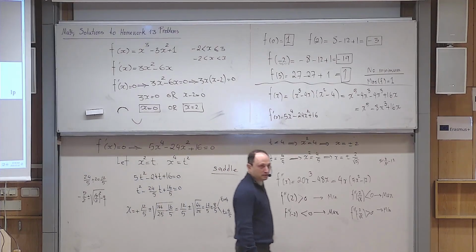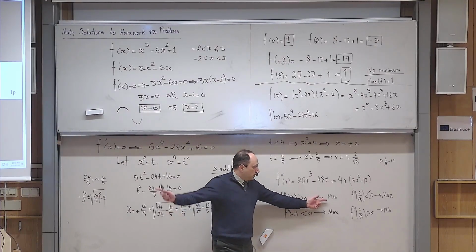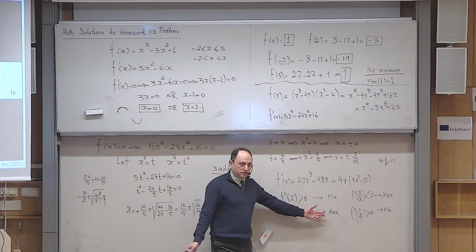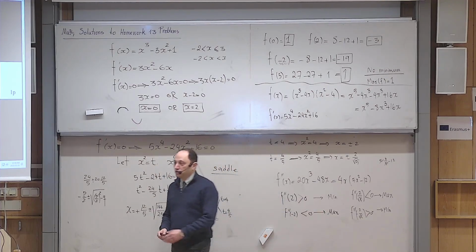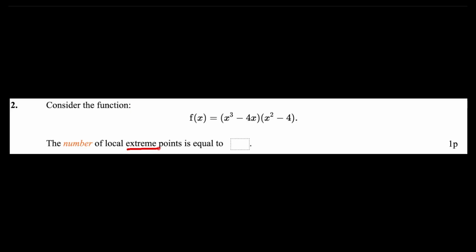Any questions here? So what will I choose there? Should I write 2 there or 4 or what? Because they are asking about local extreme. When they say local extreme, it means either max or min. So 2 of them are max, 2 of them are min. So in total, I have 4. So what you have to write here is just 4. Any questions?